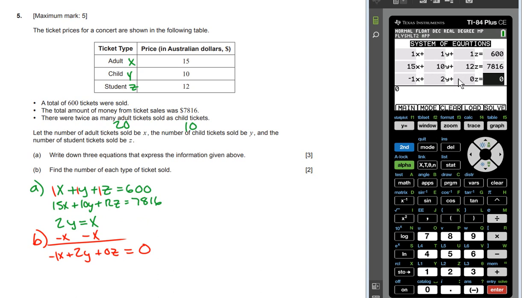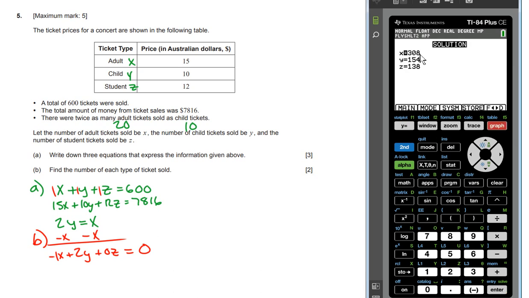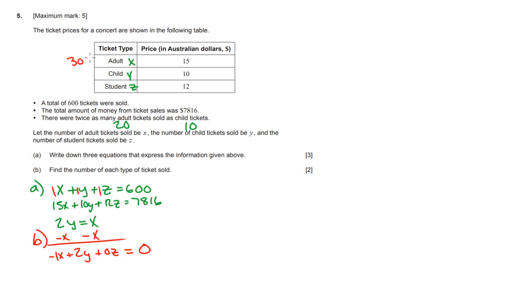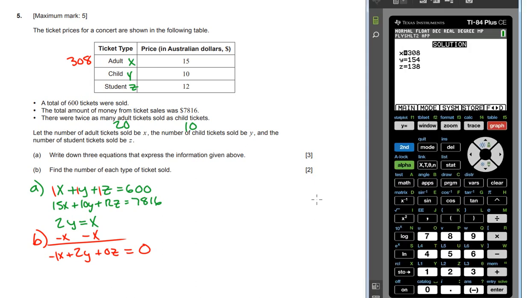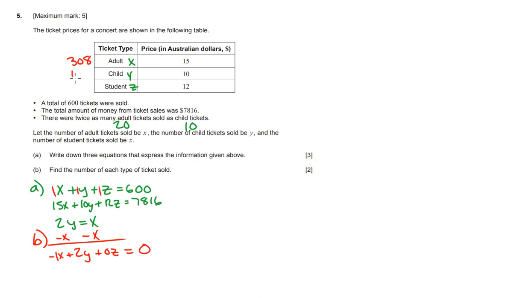So anyway, once we get everything in there, we're going to hit the solve button here. And it should tell us exactly what we need to know. X is 308. So that means that we sold 308 adult tickets. We sold 154 child tickets.